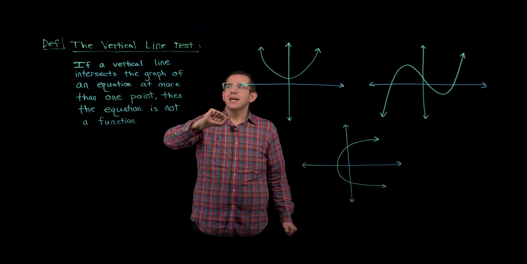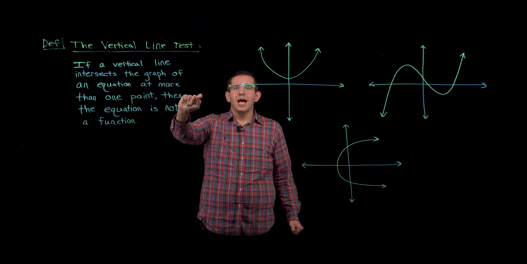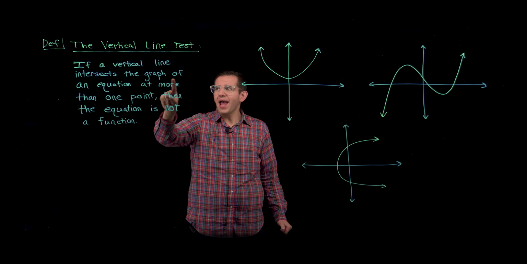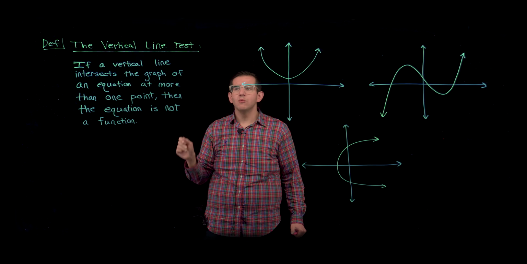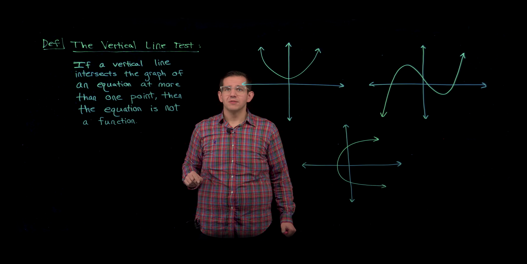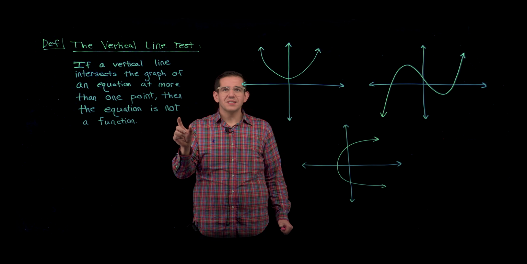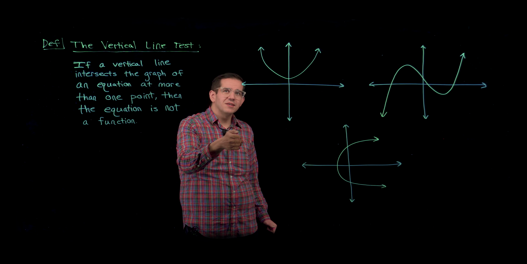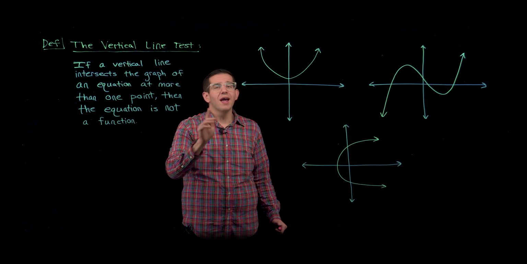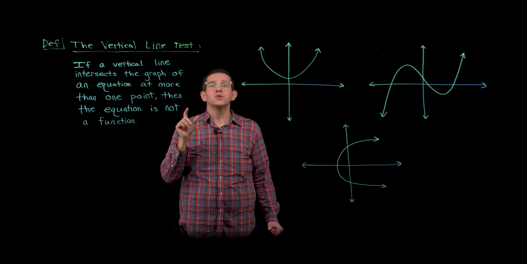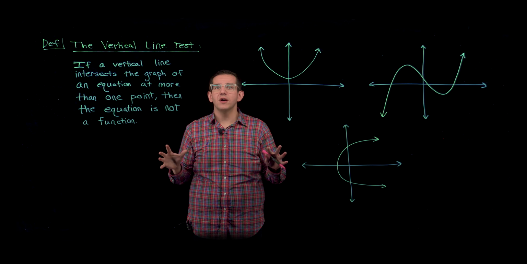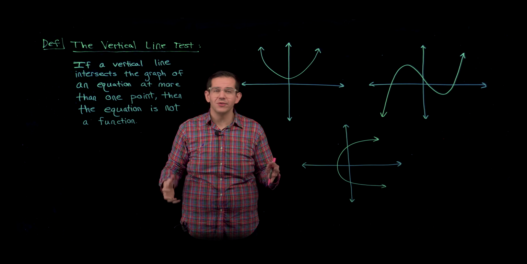And the vertical line test says if a vertical line, meaning just one time, intersects the graph of an equation at more than 1 point, then the equation is not a function. The reasoning is, if you look at a vertical line, all the x values are the same. So if it intersects your graph at more than 1 point, it means you repeated an x value. So it fails the definition of a function not repeating domain values.